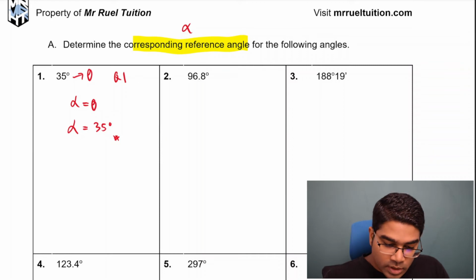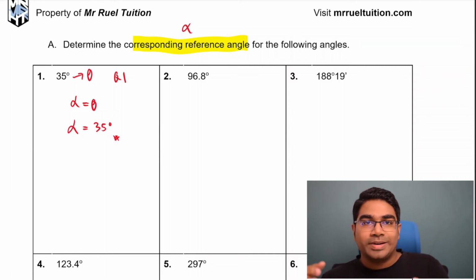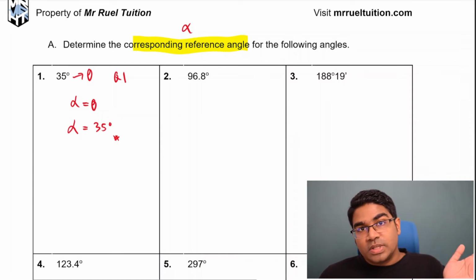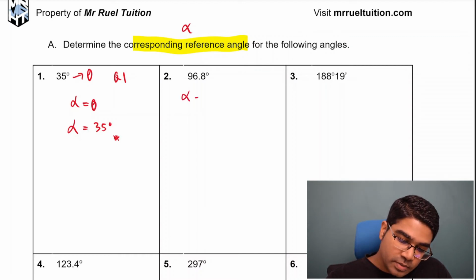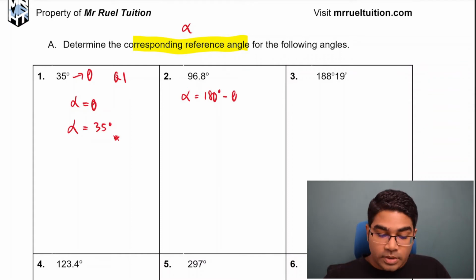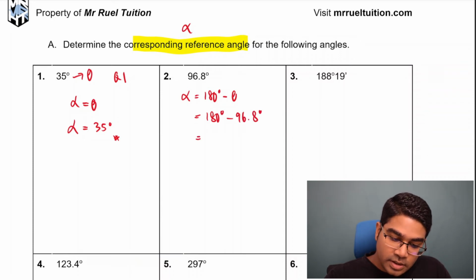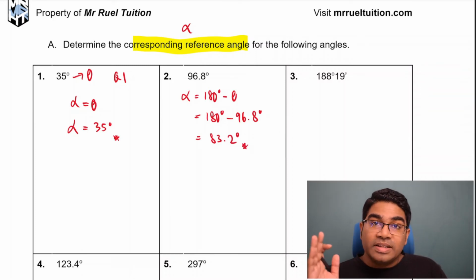Let's look at number 2, 96.8 degrees. So again, we need to find out which quadrant it is in. 96.8 degrees falls within 90 to 180, which is the second quadrant. So for the second quadrant, alpha will be equal to 180 degrees minus theta. So now we do 180 degrees minus 96.8 degrees, and we will get 83.2 degrees.